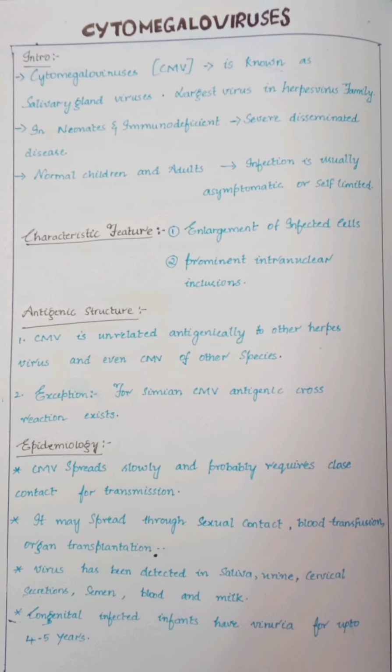Now let us look into the epidemiology. Generally, cytomegalovirus spreads slowly and probably requires close contact for transmission. It may spread through sexual contact, blood transfusion, and organ transplantation. The virus has been detected in saliva, urine, cervical secretions, semen, blood, and milk. Congenitally infected infants have viruria for up to 4 to 5 years.